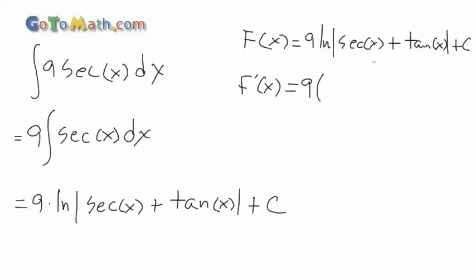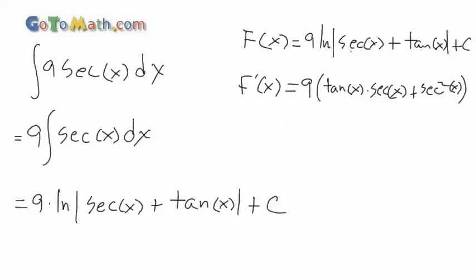The derivative of secant x is going to be tan x times secant x. Back in the day you were supposed to have memorized that. Plus the derivative of tan x, which is secant squared x, and of course the derivative of the constant is 0. Now remember, we've got this 9 out here, so you've got to multiply all the way across.